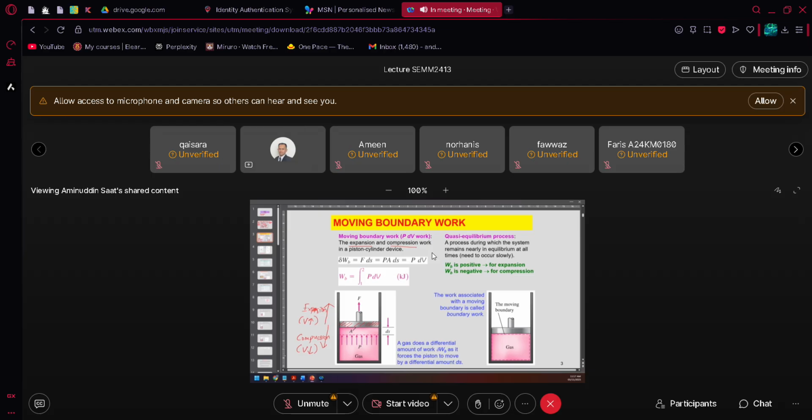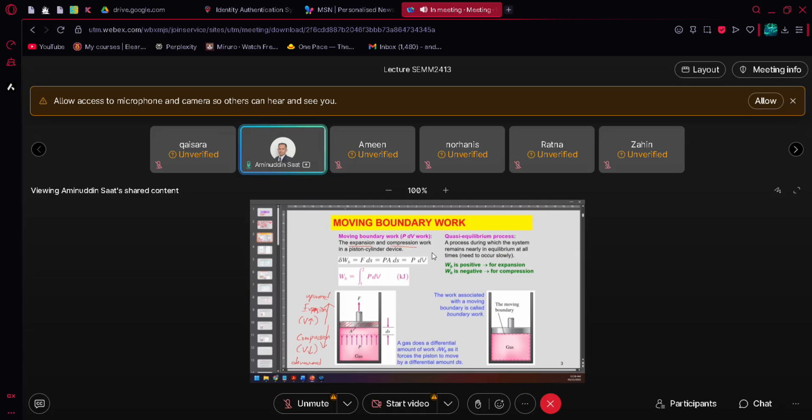So that is the two general conditions for the boundary work. Either the piston is moving upward, the upward direction related to the expansion and volume increase, or the piston is moving downward, related to the compression and the volume reduction.